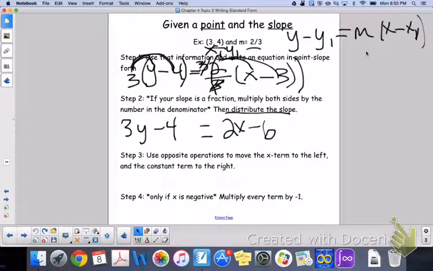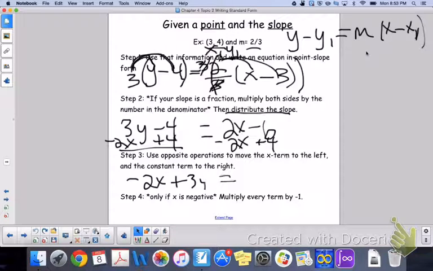Okay. Step 3, we're going to use opposite operations to move the x term to the left. We're going to minus the 2x over to this side, and the constant term to the right, so we're going to add the 4 over to here. So we have negative 2x. 3y is positive, so plus 3y. The 4 is canceled. 2x minus 2x cancels. Negative 6 plus 4 is negative 2.